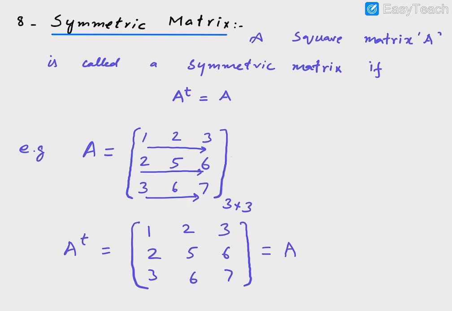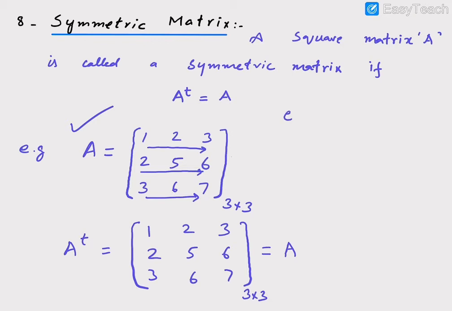So this A is called a symmetric matrix. The order of A transpose is also the same, 3 by 3. It is important that a symmetric matrix must be a square matrix. If it is not square, then A transpose will not be equal to A. It will not be a symmetric matrix.